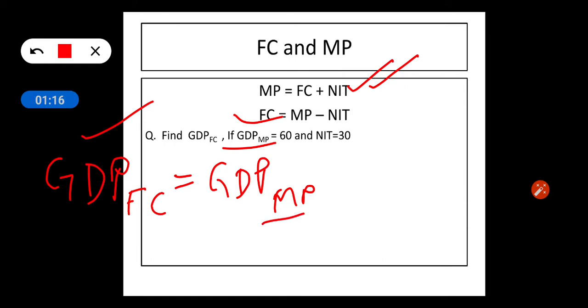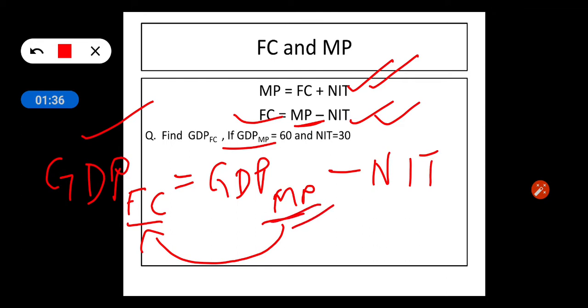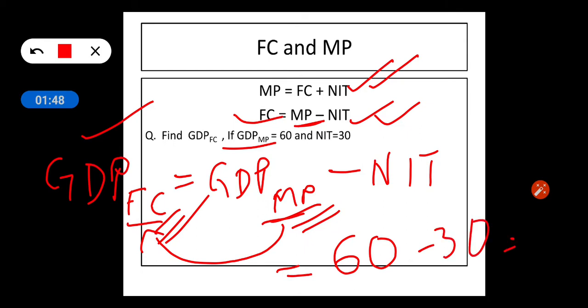Now you have to check these two factors all the time. In this case, we have to convert market price to factor cost. To convert market price to factor cost, what we are going to do, we are going to subtract NIT from your market price, right? Got it? So your value of GDP MP is 60 and your value of NIT is 30, and you have GDP at FC equal to 30. I hope you're clear about it.